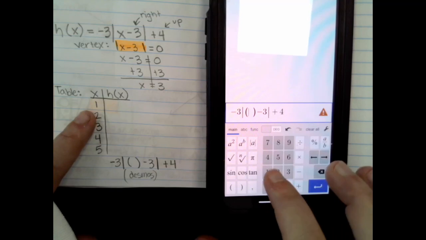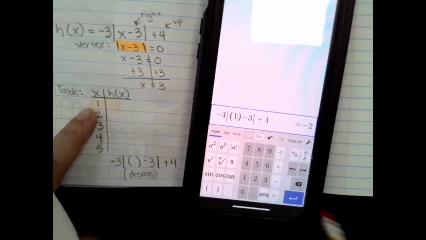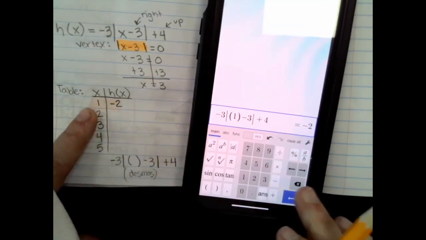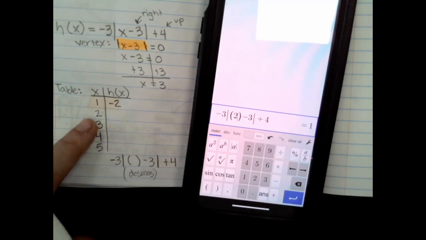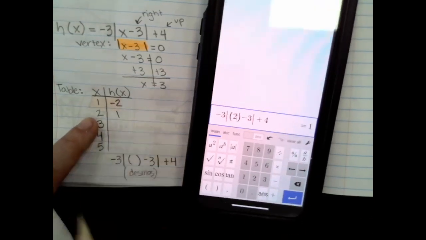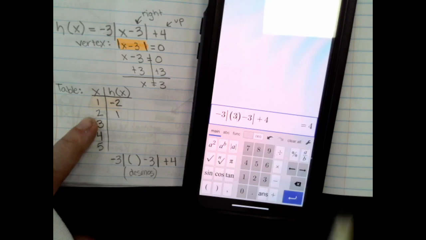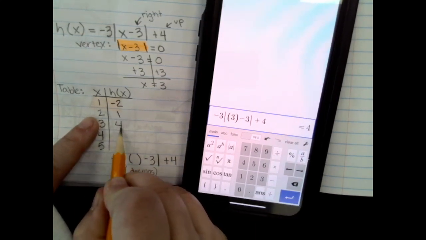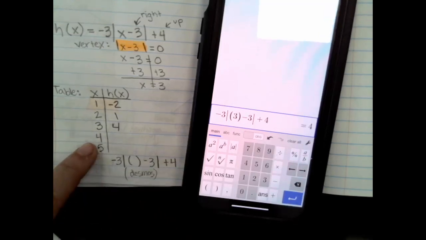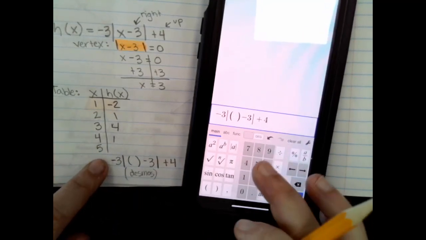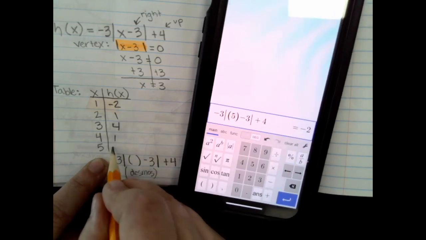First number we're going to put in is 1. We get out -2. Delete the 1, put in 2, we get out 1. Delete the 2, put in 3, we get out 4. And then this is the part where we can start checking our work. When I put in 4, what should we hopefully get out? 1. Woo! Did it right. And instead of 4, put in 5, and we get -2.